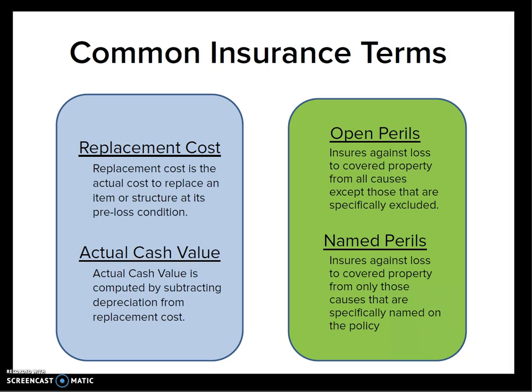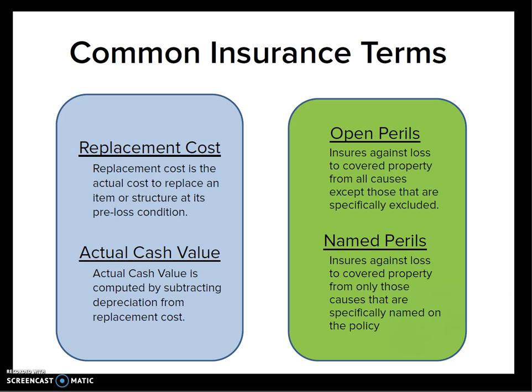So some common insurance terms that you as a loan officer, lender, mortgage processor have probably heard by now at least 100 times is replacement cost versus actual cash value on a property. Replacement cost is the actual cost to replace an item or structure at its pre-loss condition versus actual cash value, which is computed by subtracting your depreciation from the replacement cost. Some examples of an actual cash value that we see frequently here in Arizona are going to be things like manufactured homes.